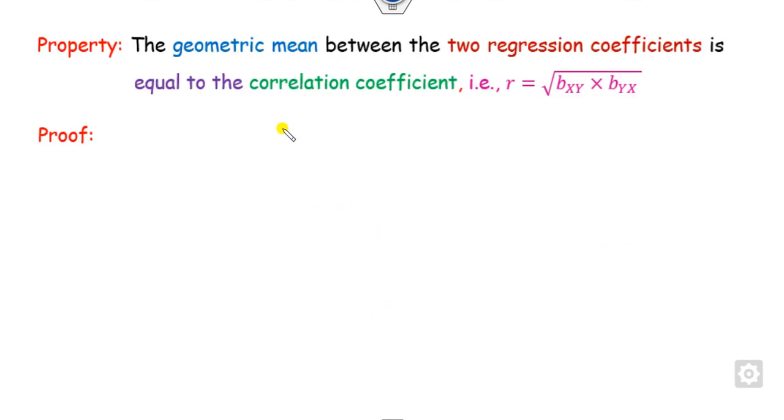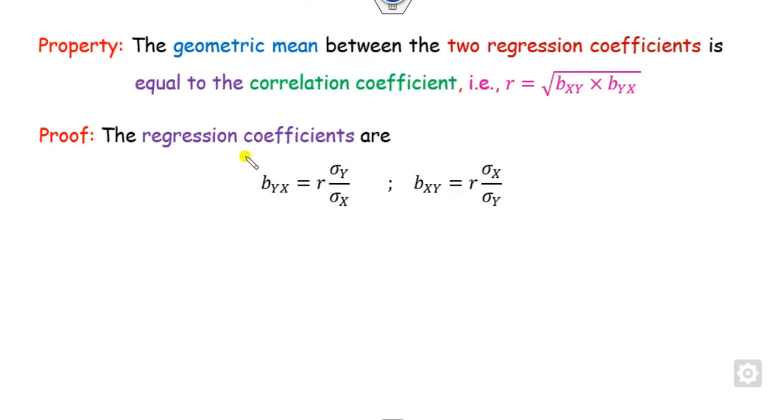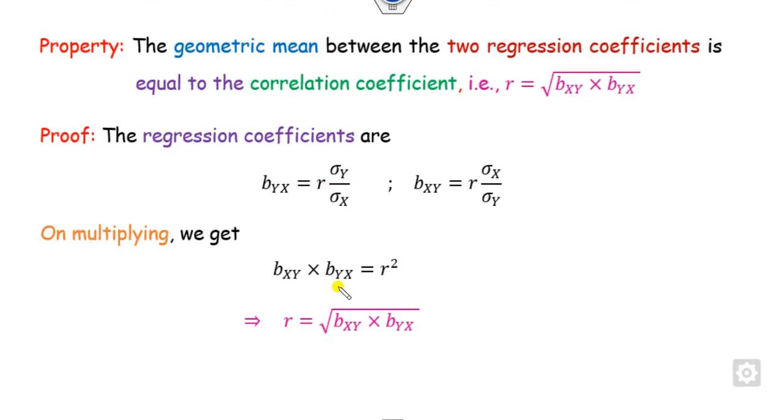Let's discuss the first property, the geometric mean between the two regression coefficients. The two regression coefficients are bxy and byx. The geometric mean, the square root of their product, is equal to the correlation coefficient, and that's very simple. We can start with the definition of the regression coefficients. Now we need the multiplication sign between them. If you multiply them, what you get is nothing but r squared. Therefore, this is the required result.